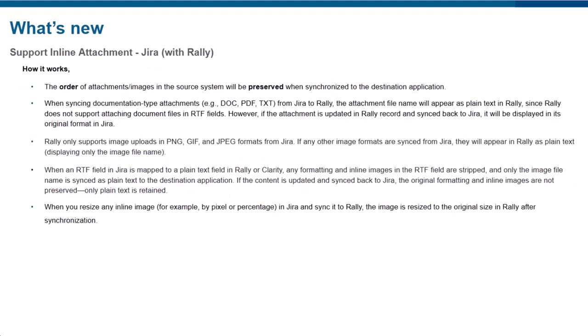The order of the attachments that you place in Jira will get preserved when it flows to the destination system and back to the source system. Whatever the application supports, we'll still be able to attach it. As I said, Jira will support attaching a text file or a PDF file, but Rally doesn't. So whichever the end application doesn't support will go in as plain text. Rally usually supports PNG, GIF, and JPEG formats from Jira. So those will all continue to be supported.